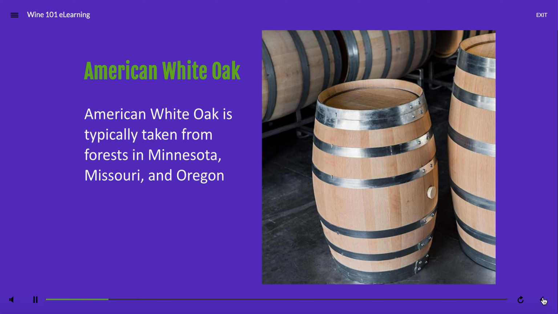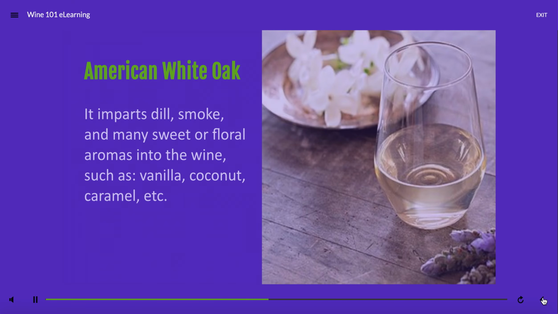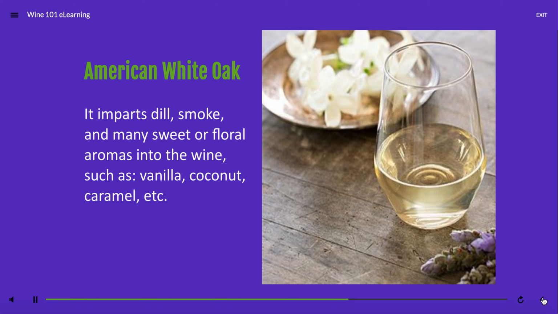American white oak is typically taken from forests in Minnesota, Missouri, and Oregon. It imparts dill, smoke, and many sweet or floral aromas into the wine, such as vanilla, coconut, caramel, etc.